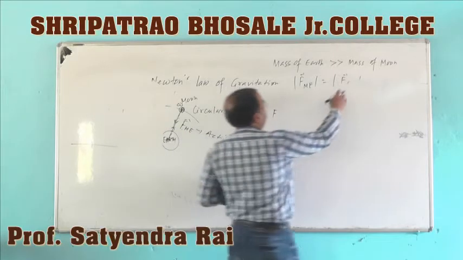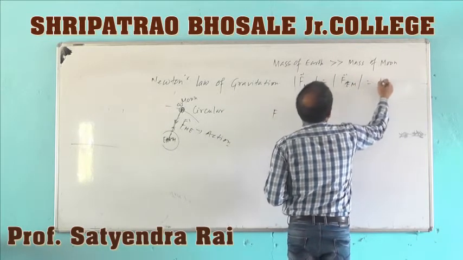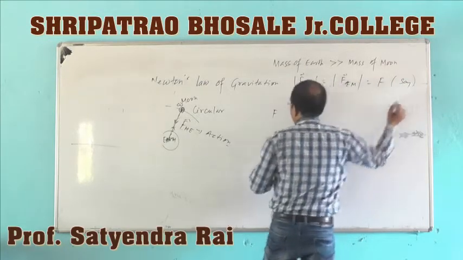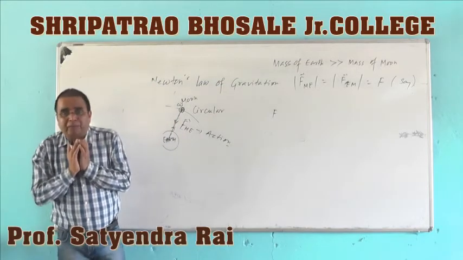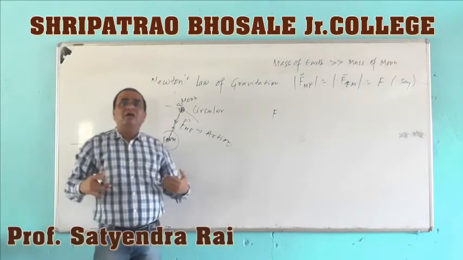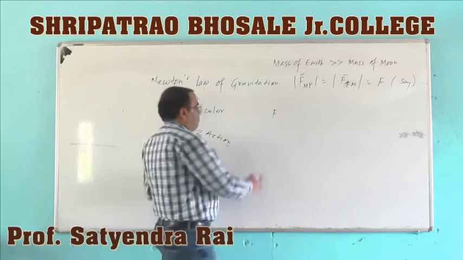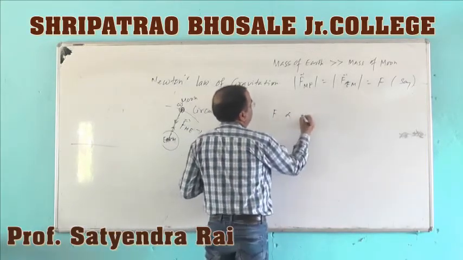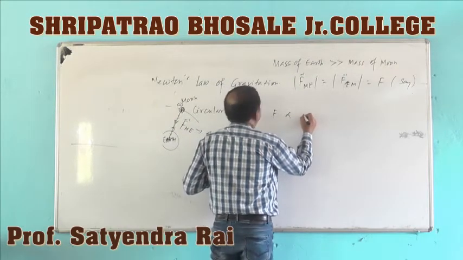Say F_ME equals F_EM. We have seen this, and say the magnitude is F. How to make a mathematical expression? That expression must satisfy the experimental results. That is to be kept in mind. And finally, after experimentation, it is established that this force is proportional to the product of the masses.